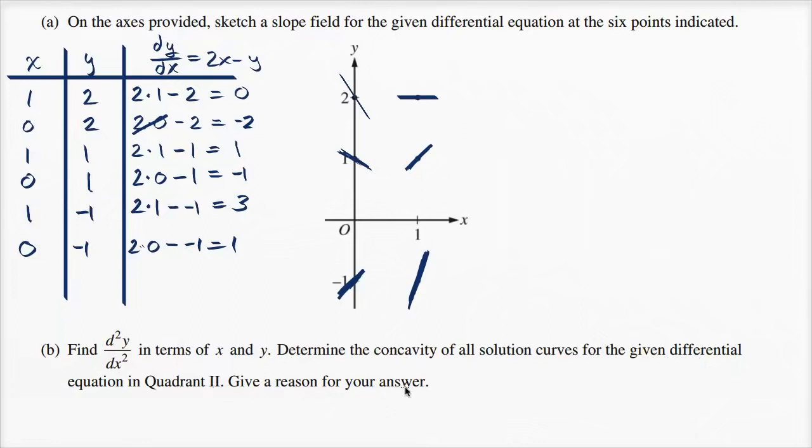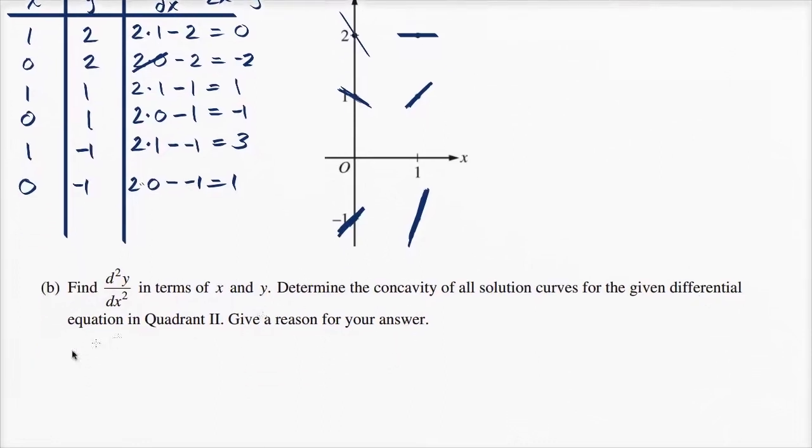Give a reason for your answer. All right, so first let's just find the second derivative. So we already know that the derivative of y with respect to x is equal to 2x minus y.